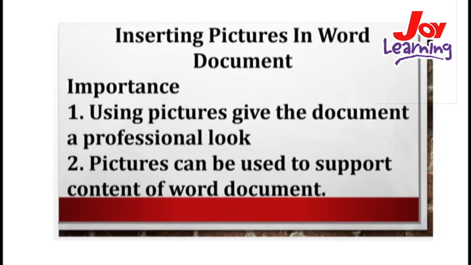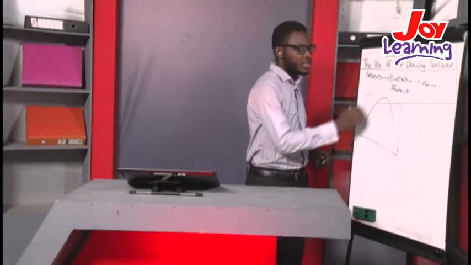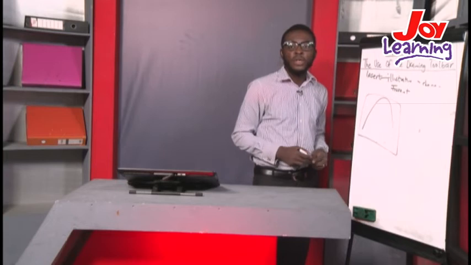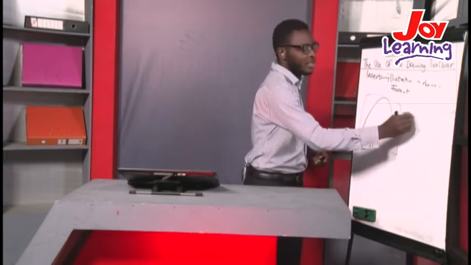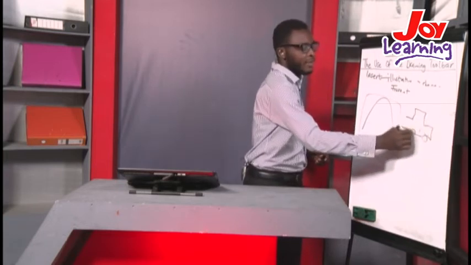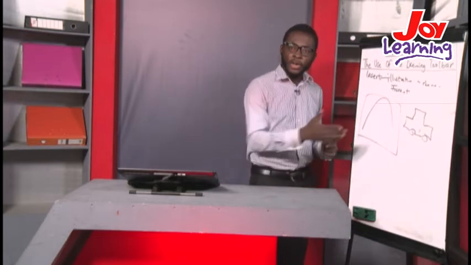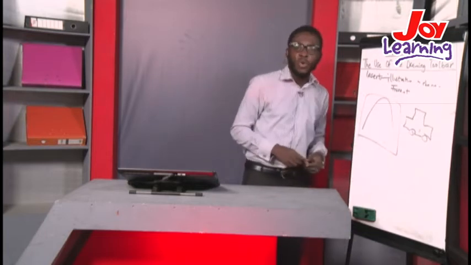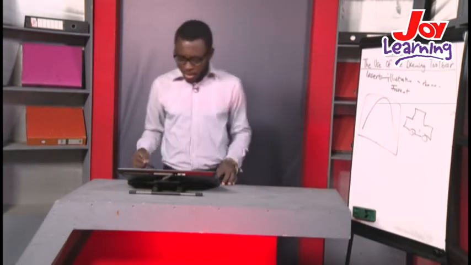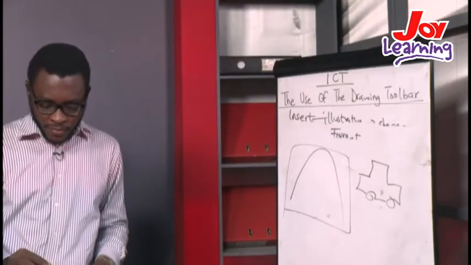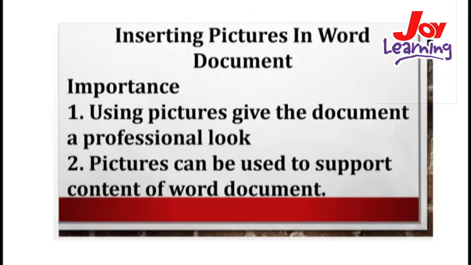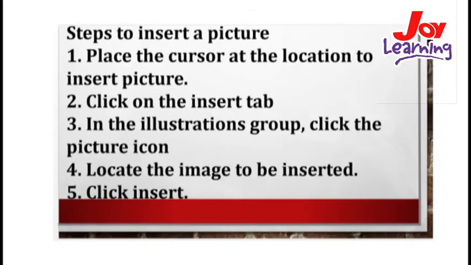Maybe you're talking about mountains. The mountains do this, mountains do that. So you can insert the picture of a mountain in the document to support what you are talking about. If you're talking about cars, you just want to insert a picture of a car in the document to support the content you are talking about. And then the other reasons are there, but let's keep to these two.